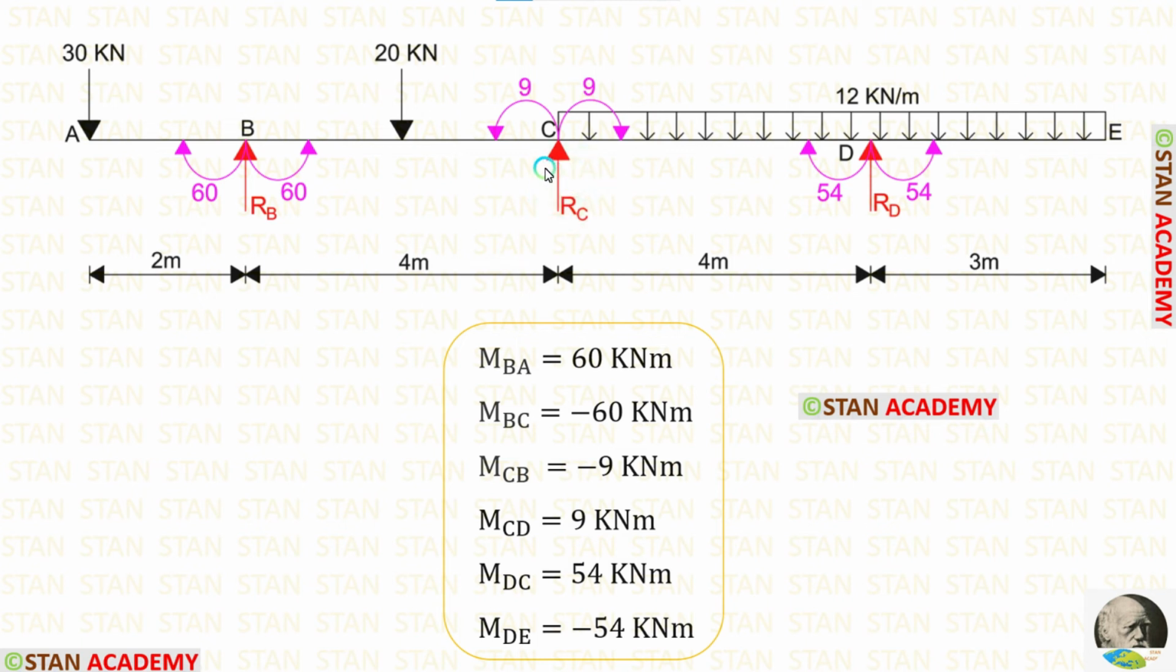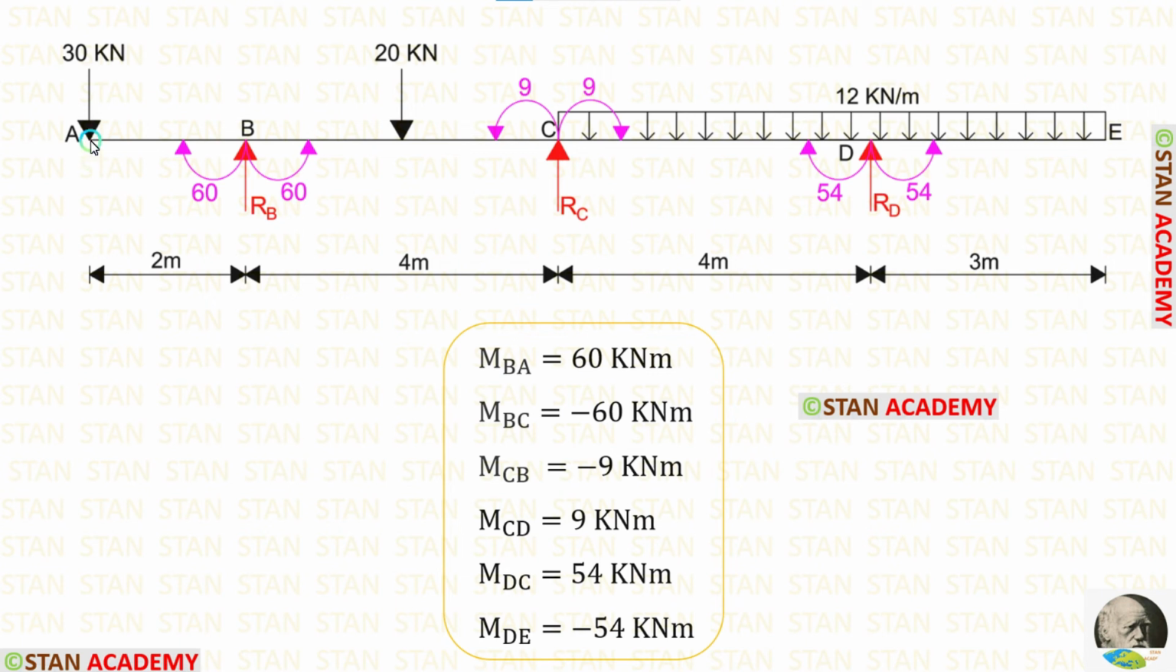Initially, we assumed that MCB would be acting in the clockwise direction and MCD would be acting in the anti-clockwise direction. But our assumption is wrong. MCB is acting in the anti-clockwise direction and MCD is acting in the clockwise direction. Now let us calculate the vertical reactions.